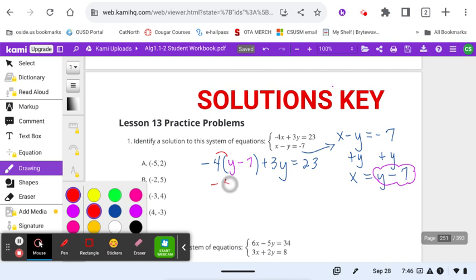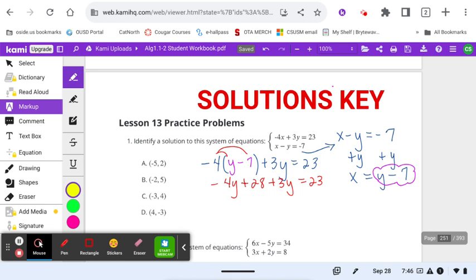I'm going to multiply negative 4 times y, negative 4 times negative 7. Oh, I gave you the answer. It's positive 28. So when you distribute like that, did you remember to do the second distribution? Did you get positive 28?